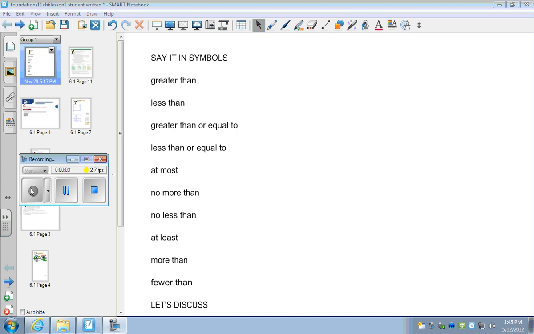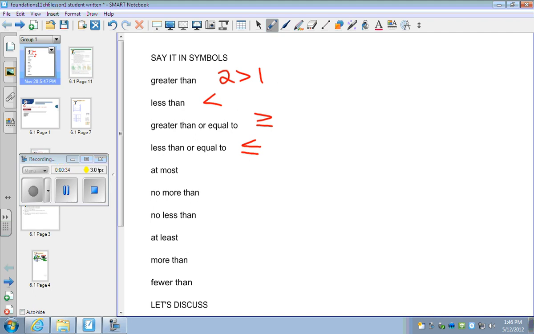Section 6.1, graphing linear inequalities in two variables. Before we start this, I just want to take a second and look at how we would write or say these things in symbols. First is greater than. If I wanted to say 2 was greater than 1, you guys remember the alligator opening. Less than, greater than or equal to, less than or equal to, at most.